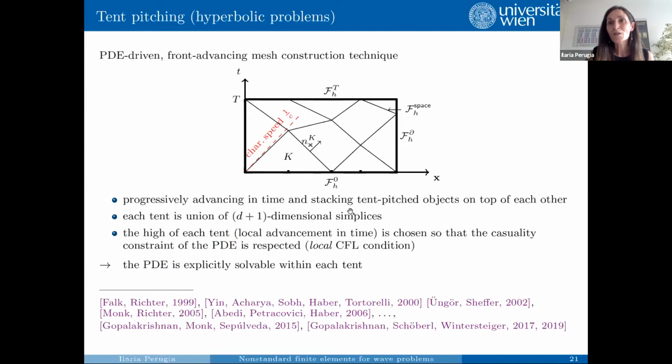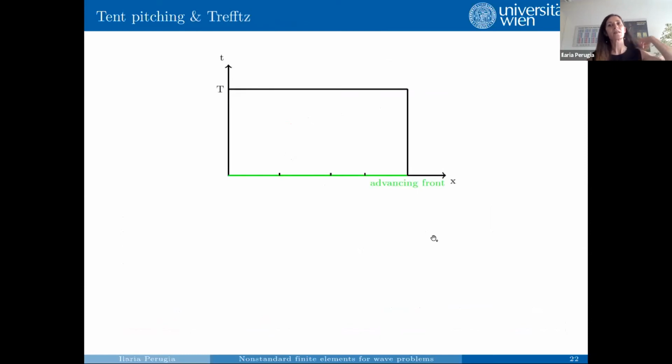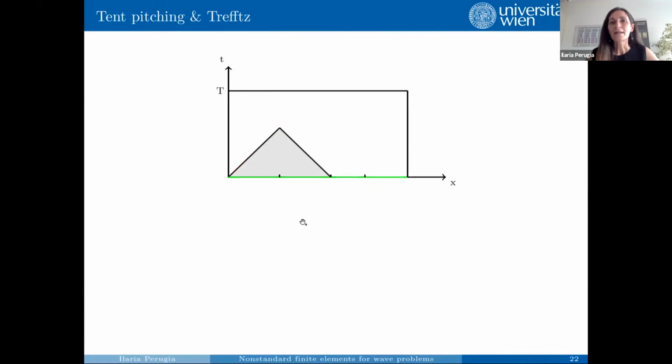So this makes the PDE solvable within each tent, because the domain of dependence of each point of each tent is within the tent. So basically, you can evolve the solution that you have at the bottom up to the top without looking outside this tent. So this is how things go. Assume that at the beginning, your front is basically time 0. Then you pitch a tent. And this is your first tent.